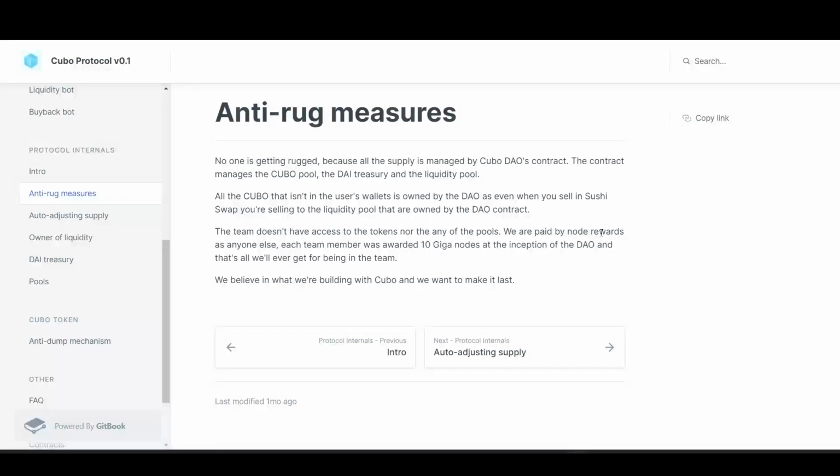We are paid by node rewards as anyone else. Each team member was awarded 10 giga nodes at the inception of the DAO, and that's all we'll ever get for being in the team. We believe in what we are building with CUBO and we want to make it last. So the team has no access to the tokens here. It was a fair launch. They have nodes. The supply is owned by the DAO.